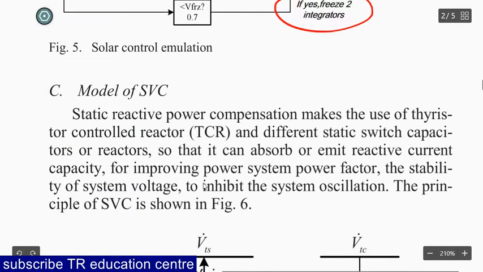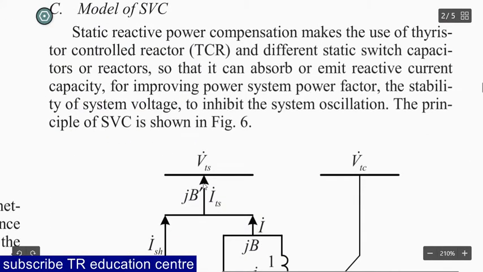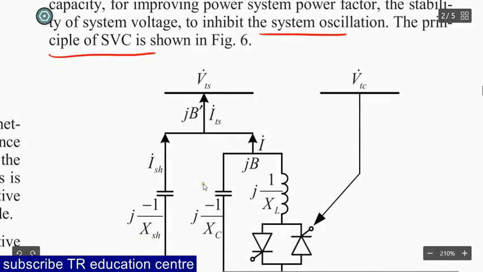A model of SVC, static reactive power compensation, makes use of a thyristor controlled reactor and different static switched capacitors and reactors so that it can absorb and emit reactive current capacity, improving the power factor and the stability of the system. So it inhibits system oscillation. The primary SVC is shown in the figure.